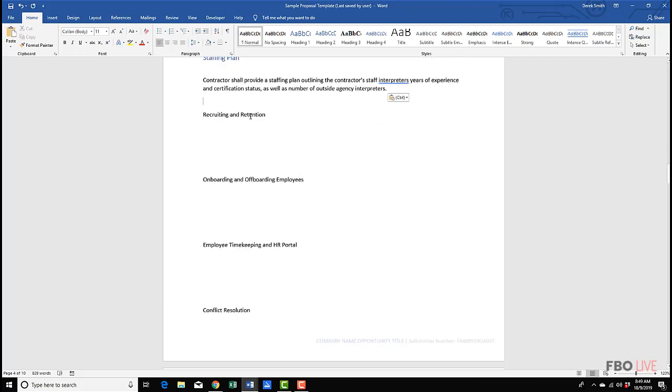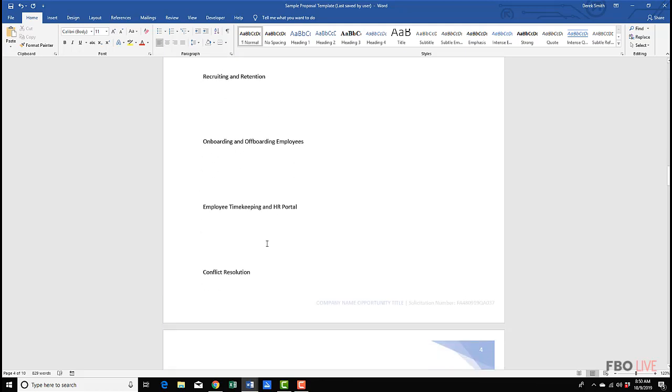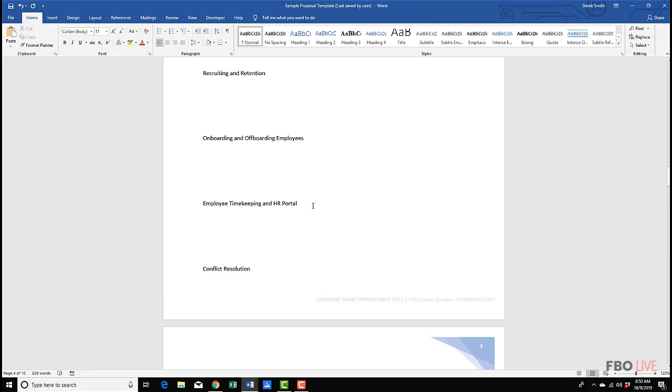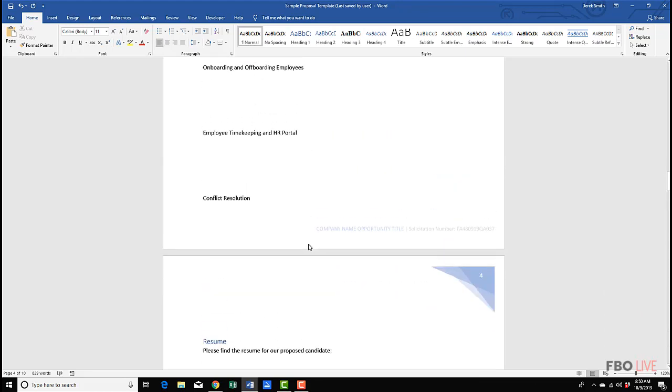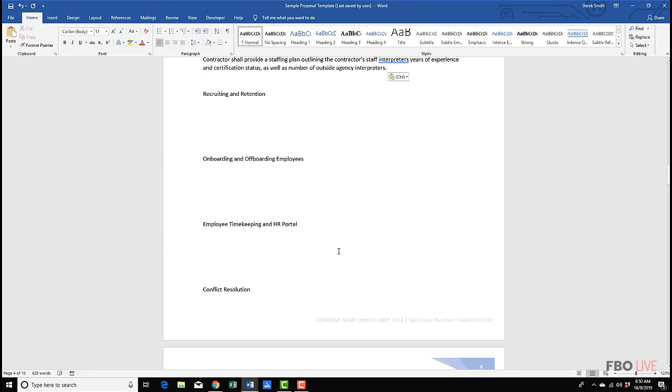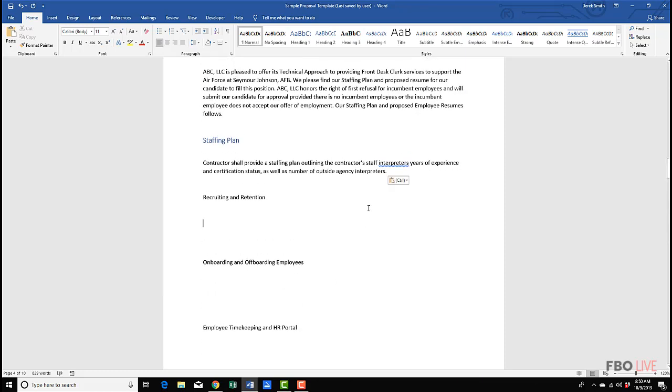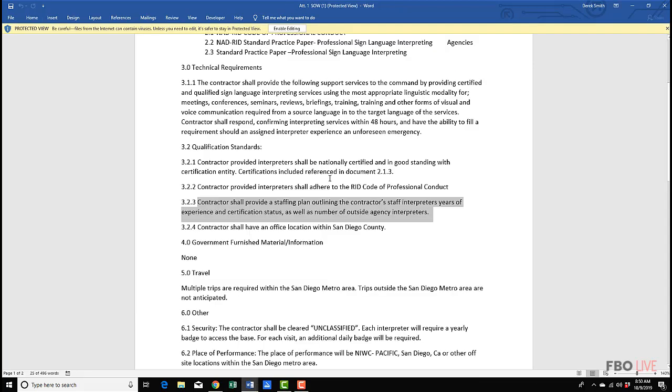I have subsections that I use and have sometimes seen in a standard staffing plan. If you don't have that, we have recruiting and retention as a section, onboarding and offboarding employees, employee timekeeping and HR portal you can expand on, how you handle conflict resolution. Those are some things that you can include, but you also want to be sure to include this sentence that we just copied and pasted in there as well.